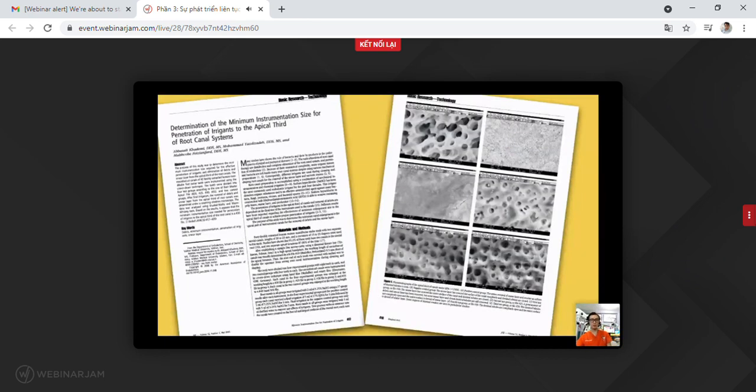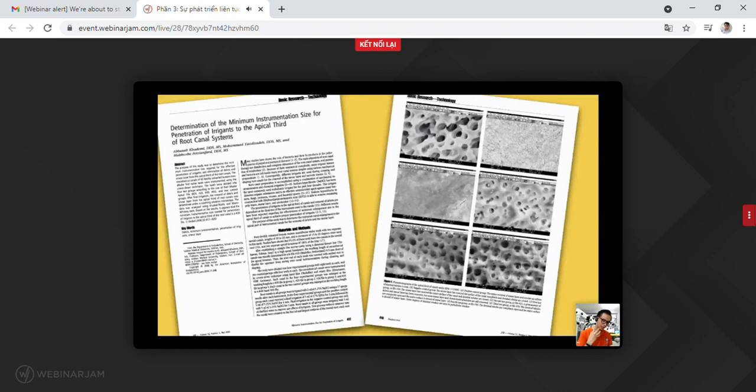But from another point of view, because we want to achieve complete healing by reducing the bacterial loads inside the root canal, the bacterial loads themselves can be cleaned by sodium hypochlorite alone and any other irrigating solution.